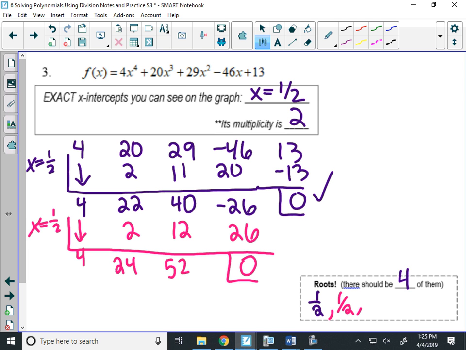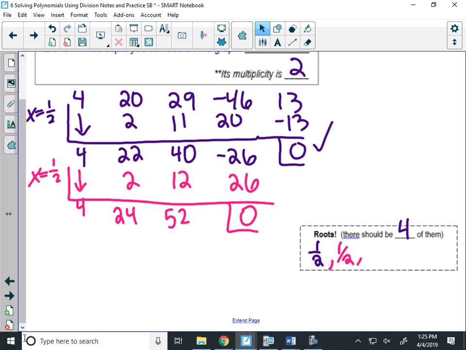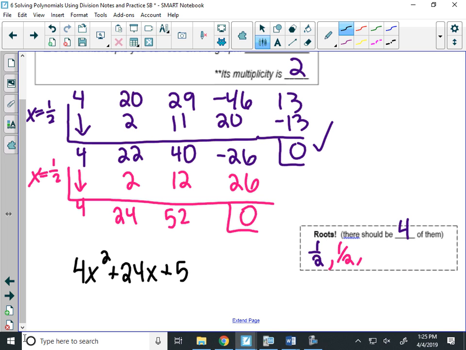So to recap, we started with x to the 4th. We got down to x to the 3rd. Now we have a quadratic, x squared. What quadratic do I have now that I did my synthetic division? 4x squared plus 24x plus 52 equals 0.